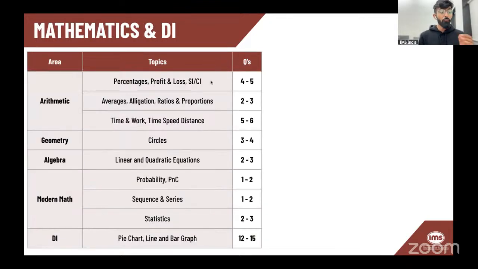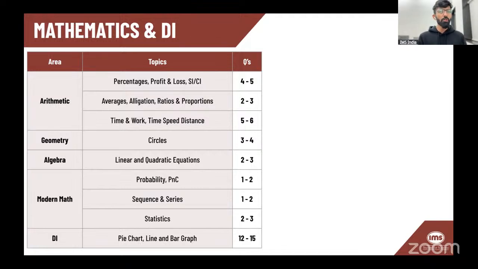Mathematics and DI. For arithmetic, there were 4 to 5 questions where percentages, profit and loss, and SICI were having a mix of them. Again, the paper was not same for everybody. Some students got 0 questions on profit and loss, whereas some students got 2 questions on profit and loss. Some students encountered 3 questions on SICI, and some students encountered 0 questions on SICI. So again, repeating, the paper was not same for everyone.